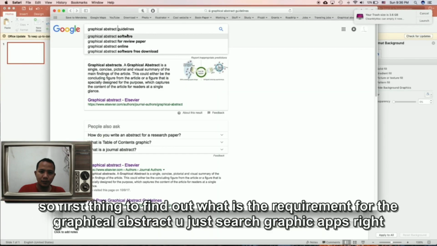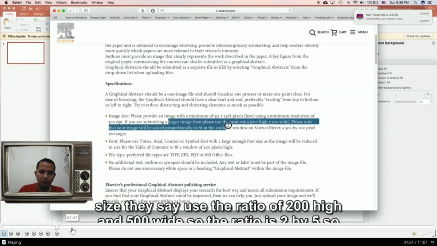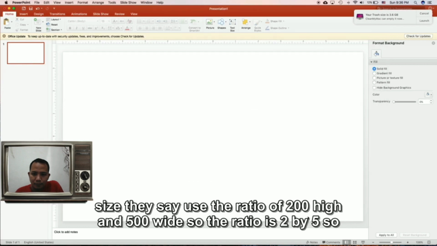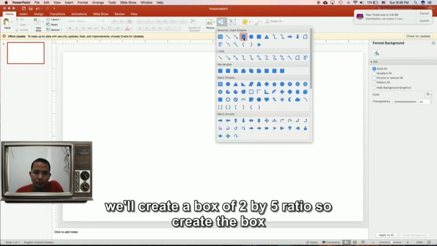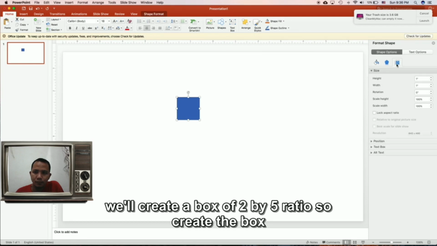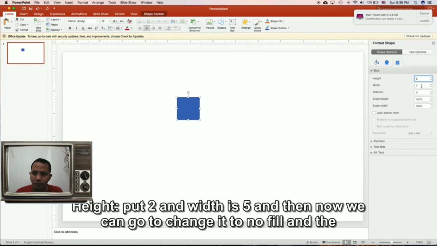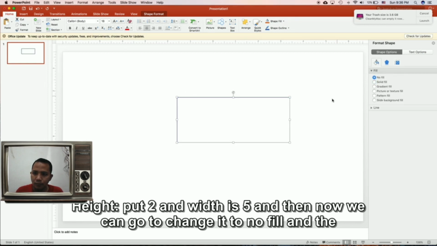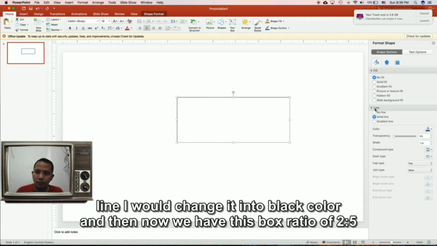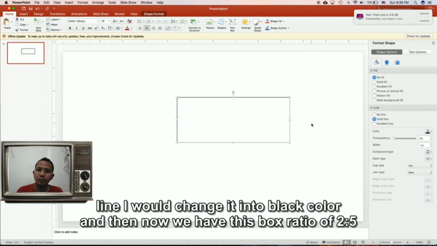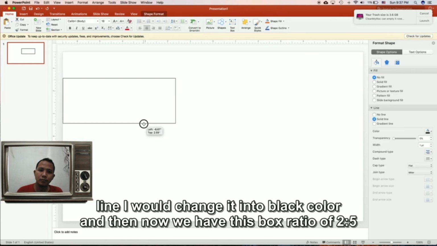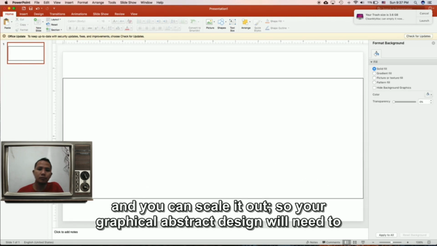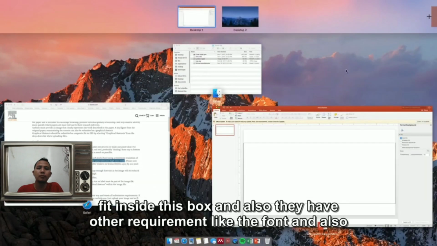And for the graphical abstract, you just search graphic essay. Use the ratio of 200 high and 500 wide. So the ratio is 2 by 5. So we'll create a box of 2 by 5 ratio. We'll create a box. Height we put 2 and width is 5. And then now we can go to change it to no fill. And the line I will change it into black color. And then now we have this box ratio of 2 by 5 and you can scale it out. So your graphical abstract design will need to fit inside this box.